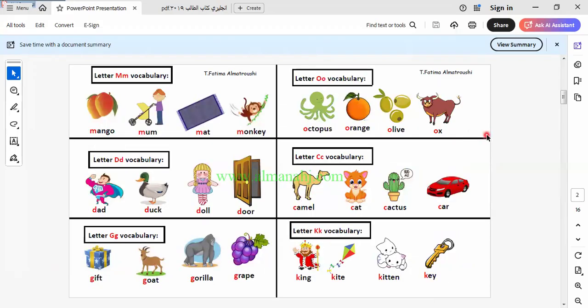Today we learned the two letters and how to write them and how to pronounce the letters and the words related to the two letters. I hope you benefited and enjoyed our video today.